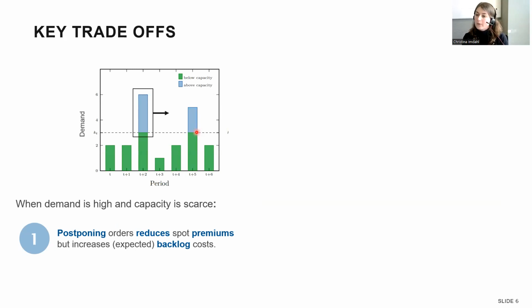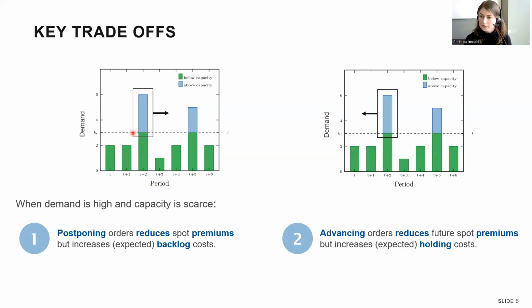So in this setting, compared to the linear system or to the uncapacitated system where we don't have the capacity constraint, we have two key trade-offs. If in times we have low capacity and a high demand, like in this period, then we can postpone the demand. For that, we would incur backlog costs, but we would save the spot premium. On the other hand, we could advance orders. So then we would also reduce the future spot premium, but we would increase the holding cost for that period that we advance it to.